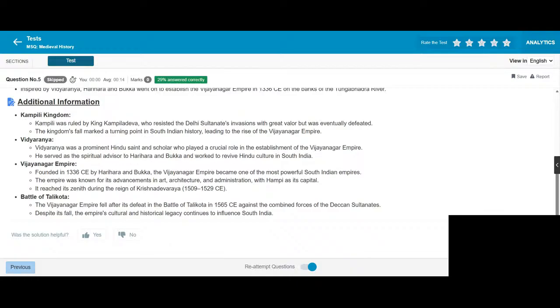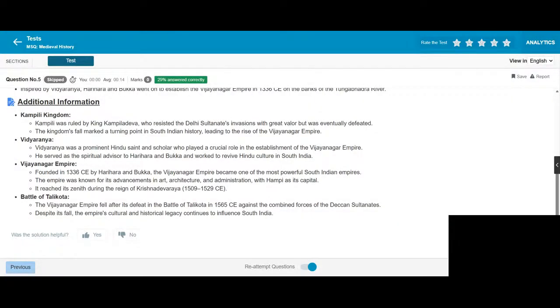Vijayanagar Empire, founded in 1336 CE by Harihar and Bukka, became one of the most powerful South Indian empires. The empire was known for its advancement in art, architecture, and administration, with Hampi as its capital. It reached its zenith during the reign of Krishna Devaraya.